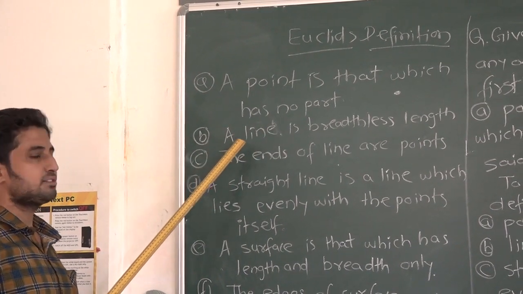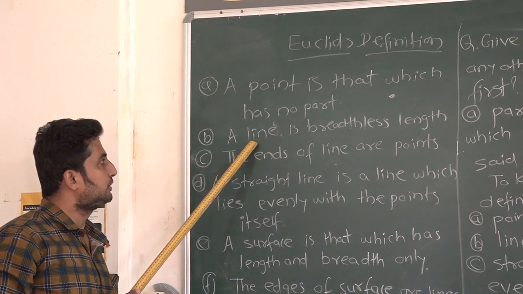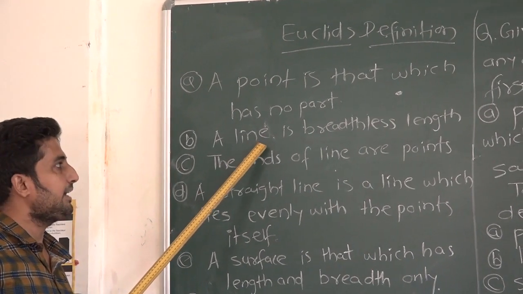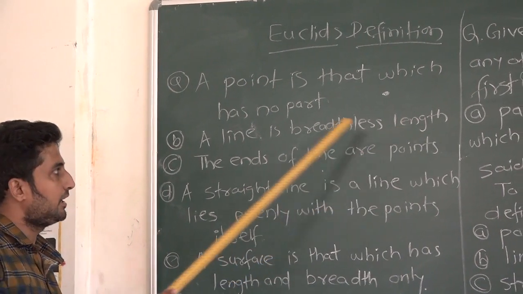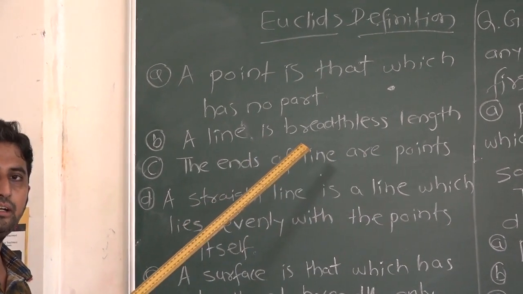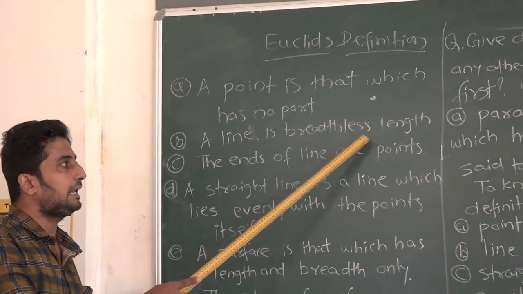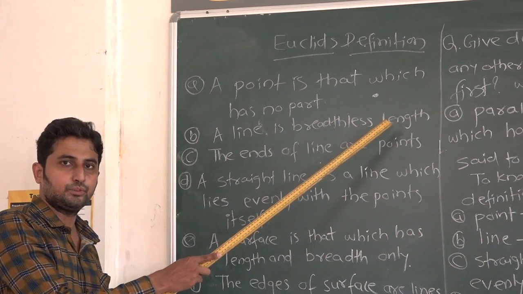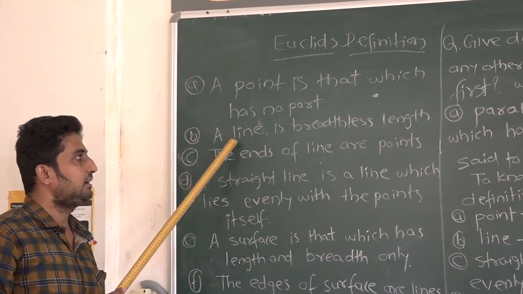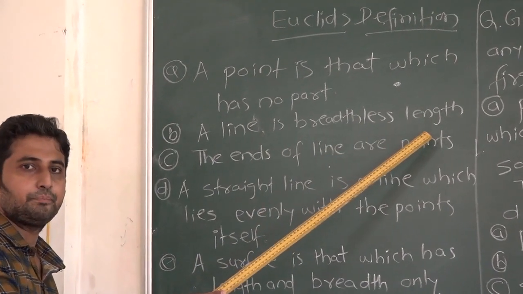The second one we have to see here is a line. So what is meant by a line? A line is breadthless length, right? If you draw a line, we know that it doesn't have breadth. That's why it is known as the breadthless length. A line doesn't have breadth, we know that, and that's why a line is known as the breadthless length.